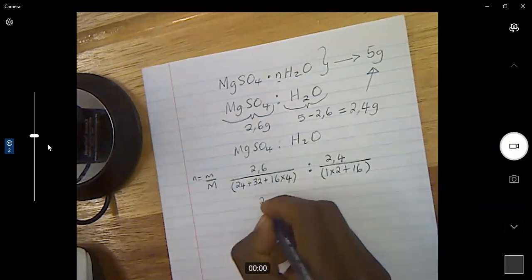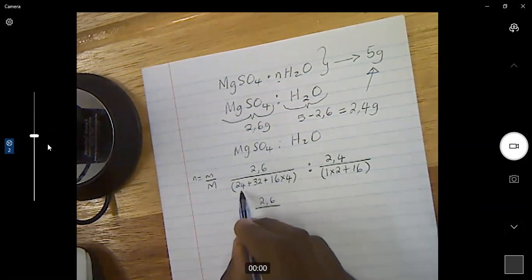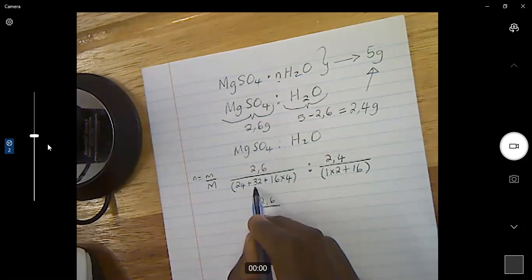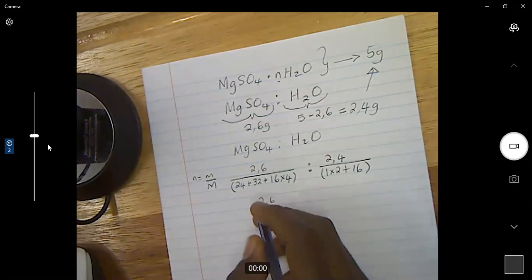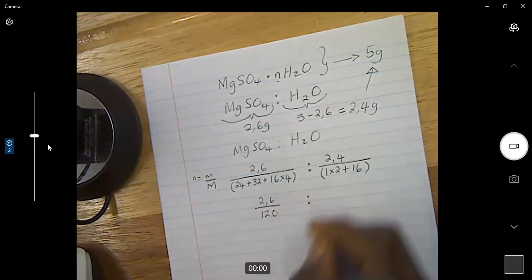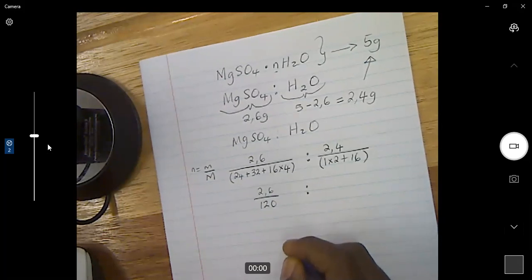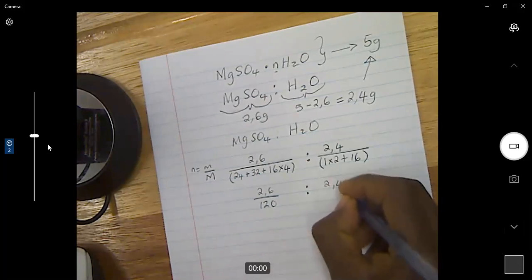So I'm going to have my 2,6. Some of you might have just a total. What is the total here? 24 plus 32 gives you 56, plus 64. How much? 120. So you'll have a 120. Yes, it's fine. Your numbers are going to be different, so you work with what you have.